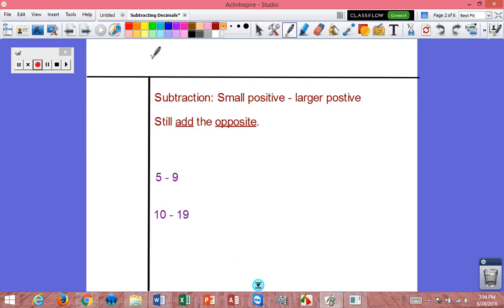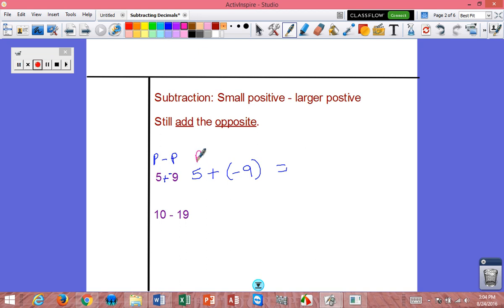Alright, well what if we have two positive numbers? So like right here we have a positive 5 minus a positive 9. Now the second number is bigger, okay? So we can still apply the add the opposite rule. So I'm going to change subtraction to addition, and if this is a positive 9, I want to make it negative instead. So I will have a 5 plus a negative 9.